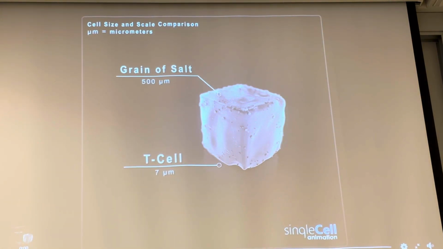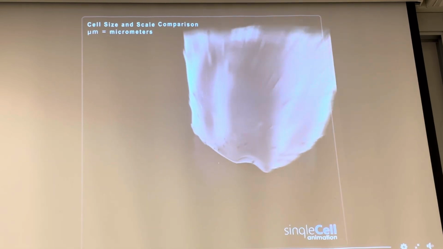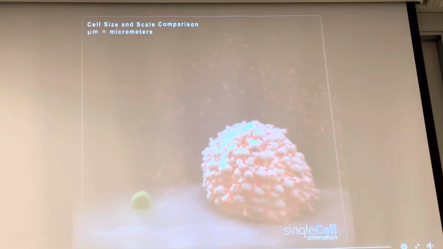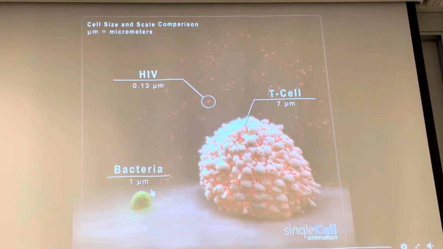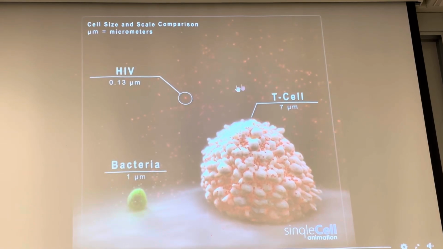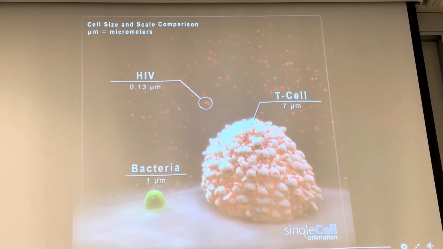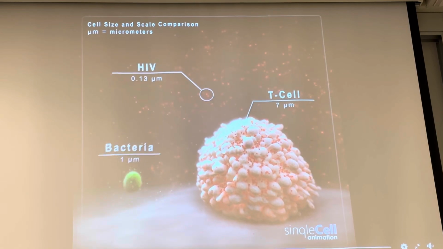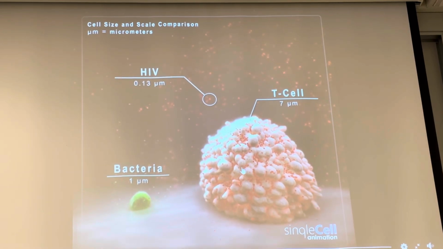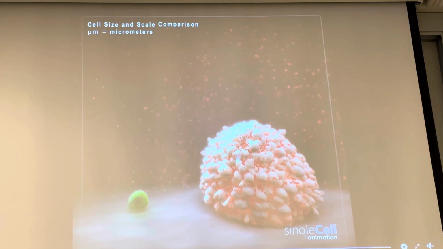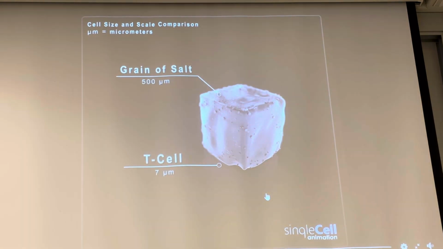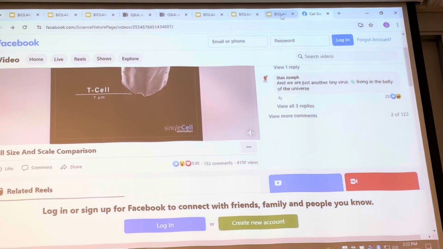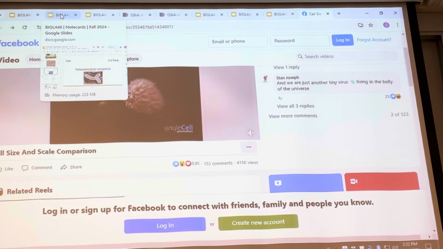So here's a grain of salt. Here's a human T cell. That's a human white blood cell. Here's a bacteria. Here are the viruses. So here is HIV surrounding a human white blood cell, a human T cell. That's what HIV's tissue tropism is, a human white blood cell. Okay. So I always think that little visual is kind of cool.